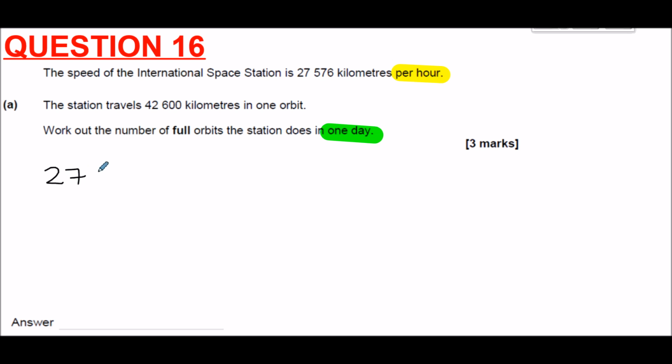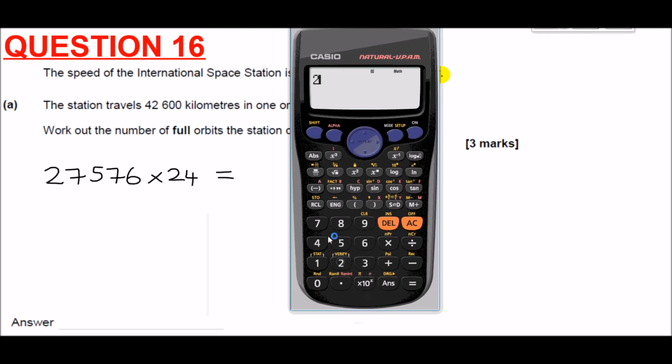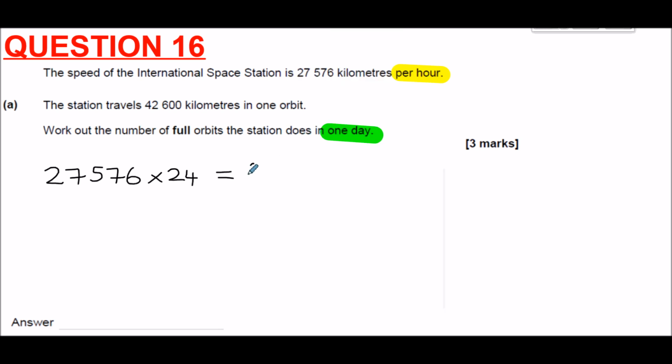And so if a space station travels 27,576 kilometers per hour, in 1 day we could find the distance by multiplying by 24, because there are 24 hours in a day. So if we find this value here, 27,576 multiplied by 24, we get 661,824. That's how far it travels each day.